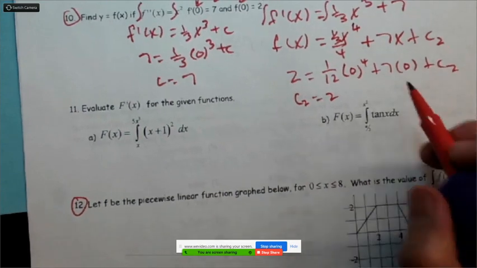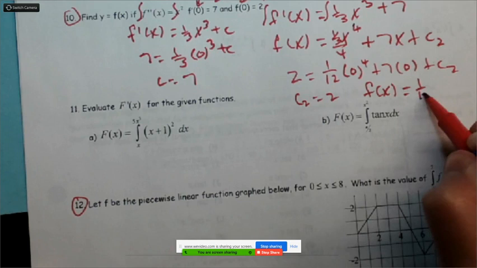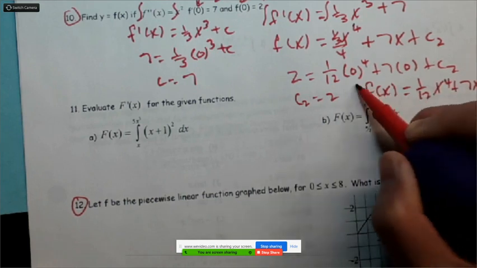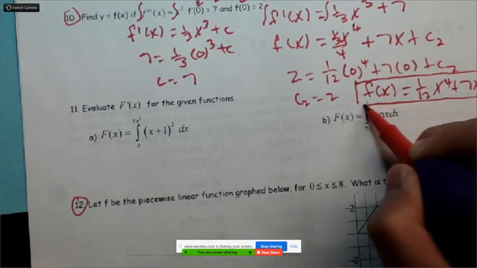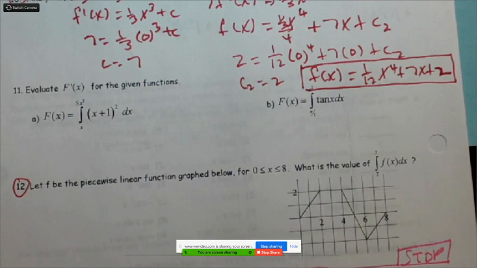So our final equation is going to be f of x is 1/12 x to the 4th, plus 7x plus 2. And that is our particular solution. That's a 2, by the way. Oh, I can't see it. Just tedious.